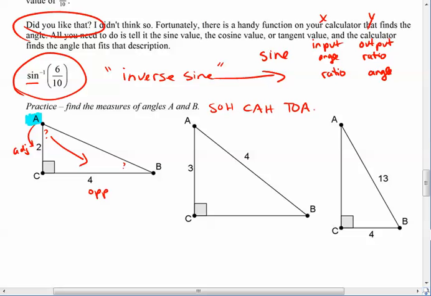Okay. Oh, I need O and A together. That's in tangent. So I'm going to write that the tangent of A is equal to 4 over 2. Opposite side over adjacent side. Okay, I want to undo tangent.